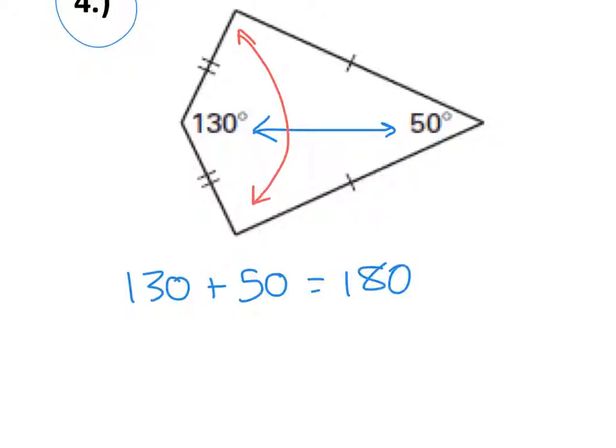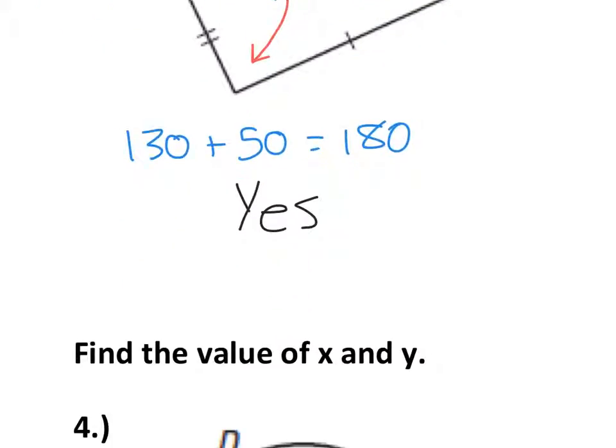And we know also that a quadrilateral has to add up to 360 degrees with its 4 interior angles. And since the blue ones add up to 180, we know that the red ones also have to add up to 180 because we need to cover that extra 180 degrees. And so the answer for 4 is yes. This kite can be inscribed inside of a circle.